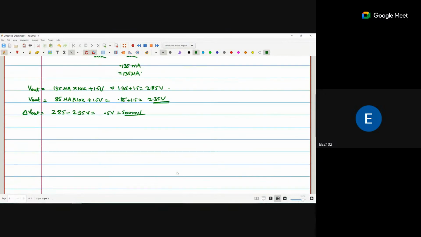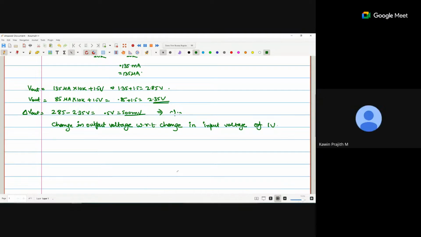But that is a change in the output voltage. That is not a load regulation. Change in output voltage with respect to change in input voltage of 1 volt.